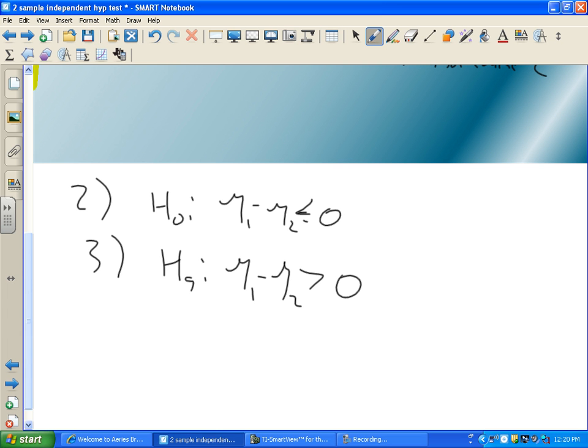Here's what helps visually a big time for students right now. And I think this will make it a lot easier to see how you write your null and your alternative hypothesis. Add mu2 to both sides of that inequality, and you'll get this. Mu1 less than or equal to mu2. If I add it to both sides of that inequality, agree? And if I add mu2 to both sides of this inequality, mu1 greater than mu2.